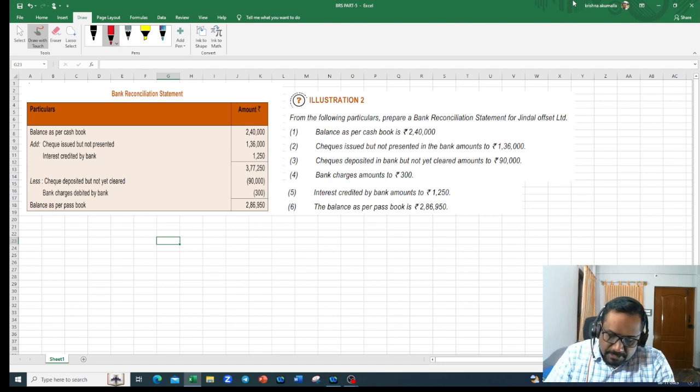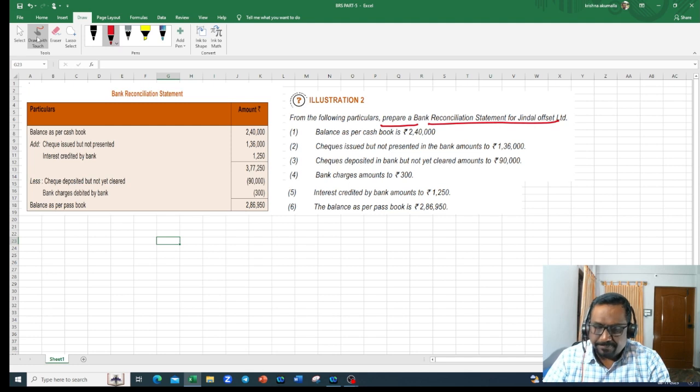From the following particulars, prepare a bank reconciliation statement for Jindal Offset Limited. They are asking us to prepare a bank reconciliation statement for Jindal. Balance as per cash book is 2,40,000. Sorry, not passbook. Balance as per cash book is 2,40,000. So this is the cash book balance.